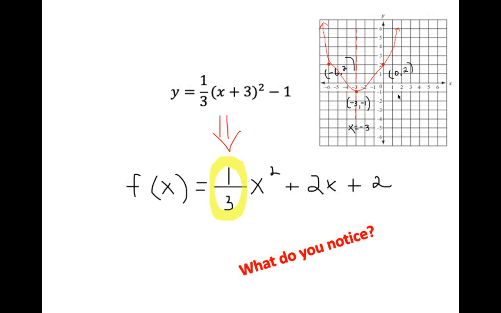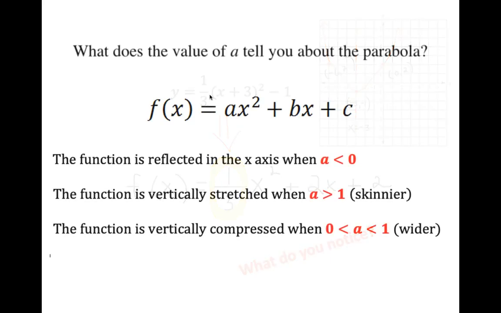First of all, I want you to focus on the number 1 over 3. And I want you to look back at the original, the vertex form. Hopefully you notice that the 1 over 3 is also in the vertex form. And you will recall that that tells us that the graph opens up, and in this case, that it is wider. So the term that we call a shows us when the function is reflected in the x-axis, when it is vertically stretched or when it becomes skinny, and when it is vertically compressed or when it becomes wider.